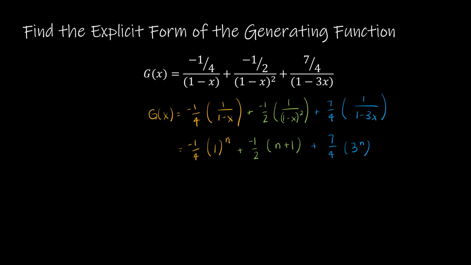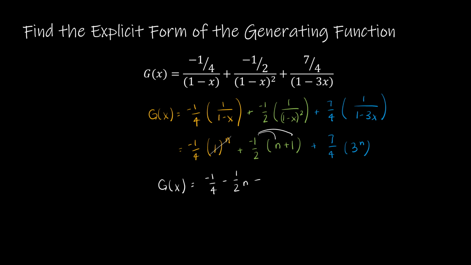So now what? Well, now I'm just going to simplify as much as I can. So g of x, obviously 1 to the n is just 1, so I just have negative 1/4. This guy in the middle is minus 1/2 n.